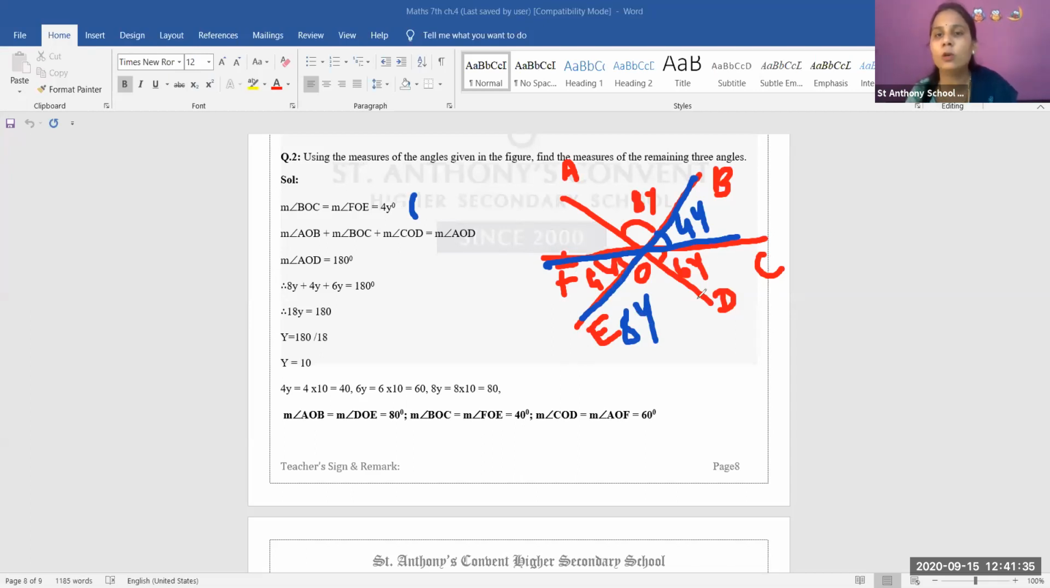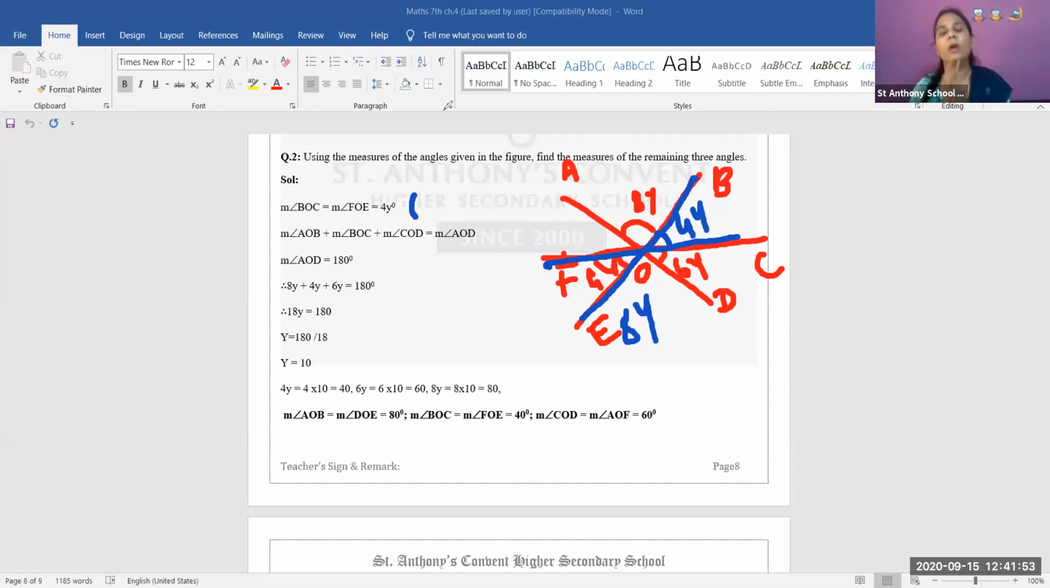And if angle COD is equal to 6y, then angle AOF is also equal to 6y. Okay, so the remaining three angles are 4y, 6y, 8y. But we don't know the value of it. We don't know the value of y.